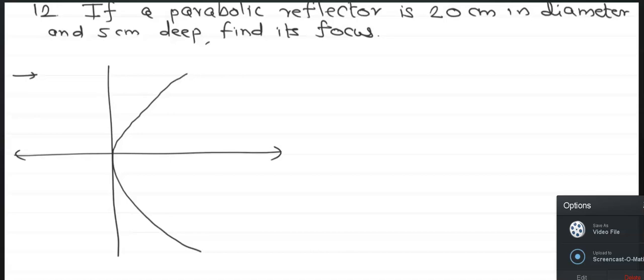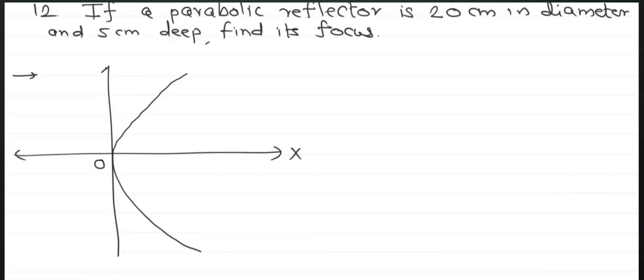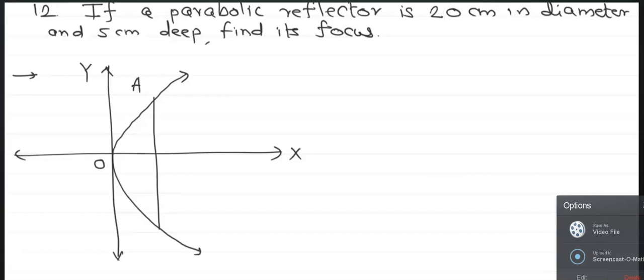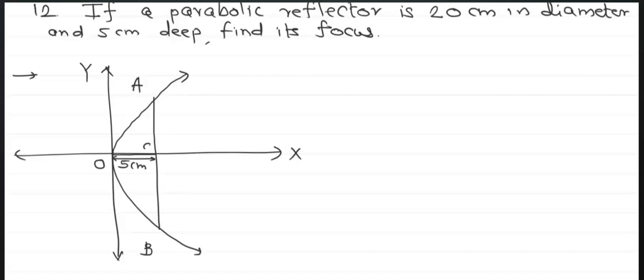In the question, it is not given what type of parabola it is, whether it is symmetrical about the x-axis or the y-axis. But by default, we always take the standard equation of the parabola, y square is equals to 4x. Now this reflector is nothing but the diameter. The reflector's diameter length is 20 centimeter and 5 centimeter is the depth.